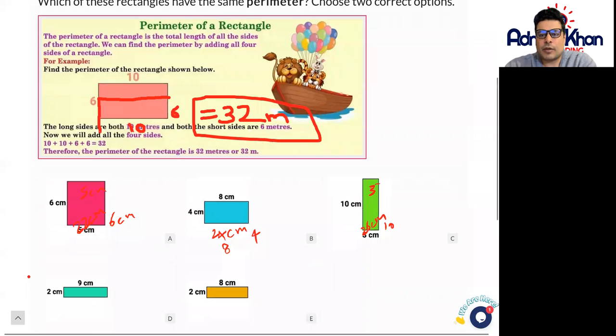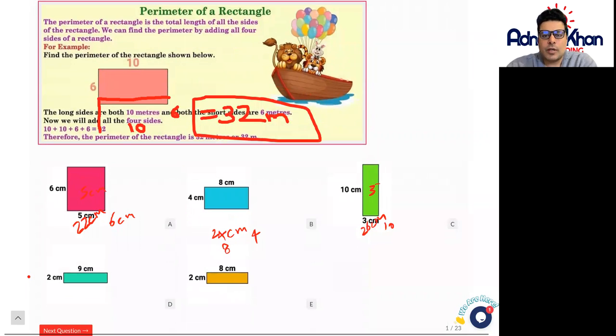And let's just have a look at the last two. We've got 9 at the bottom and 2 on the side. So 9 add 9 is 18, 18 add 2 is 20, and then we've got 22 centimeters here as well. And the last one, 8 at the bottom, 2 on the side, 8 add 8 is 16, 16 add 2 is 18, 18 add 2 is 20, 20 centimeters there.